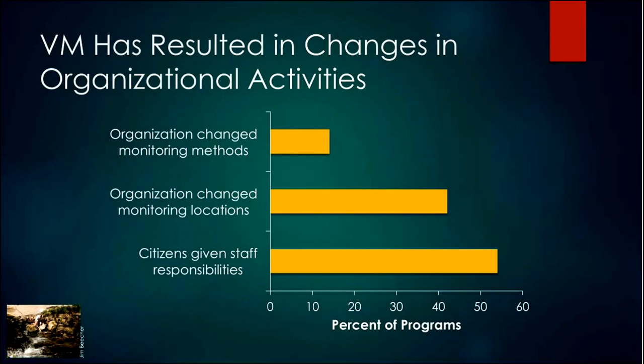So looking at these organizational changes where an organization might have become aware of a pollutant concern and changed where they were monitoring, that happened in about 42% of programs.